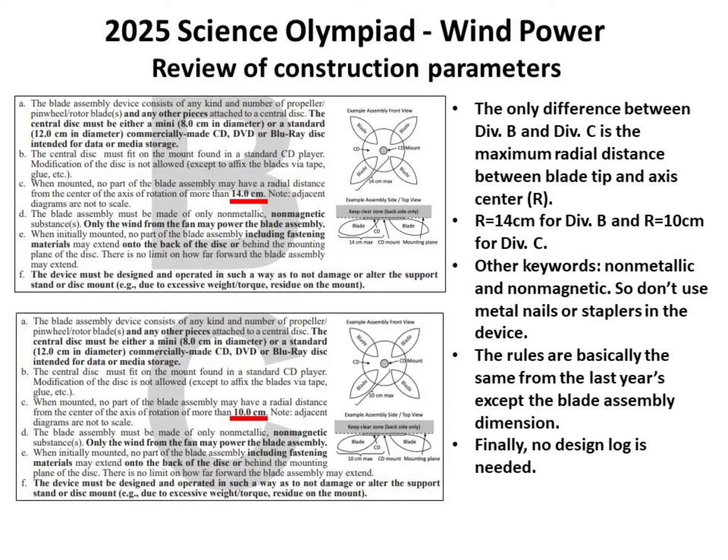And if you look at the rules, some other keywords are that everything has to be non-metallic and non-magnetic, which means you shouldn't use metal nails or staplers in the device, etc. The rules are basically the same as last year's, except for the blade assembly dimension. And finally, no design log is needed, which should save some time on the work.